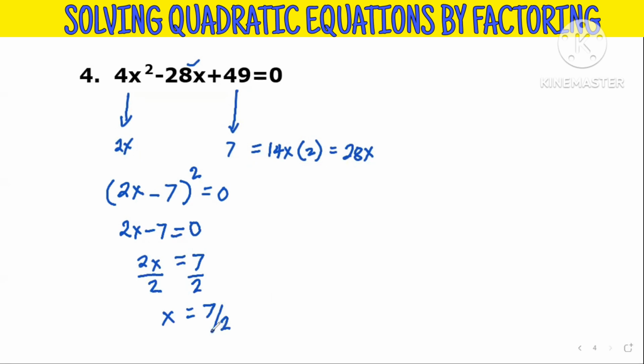Now, we call 7 over 2 the double root, no? Bakit siya double root? Kasi naka-square yan, no? Kumbaga, ang solution natin, dalawang 7 over 2, no? Kaya double root ang tawag sa kanya. That is the case if a trinomial is a perfect square trinomial.